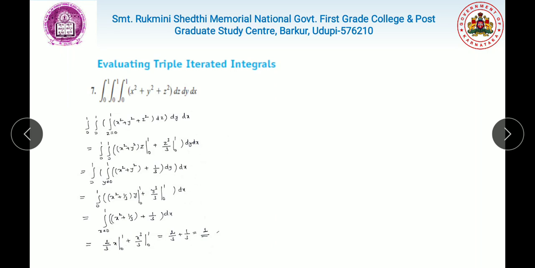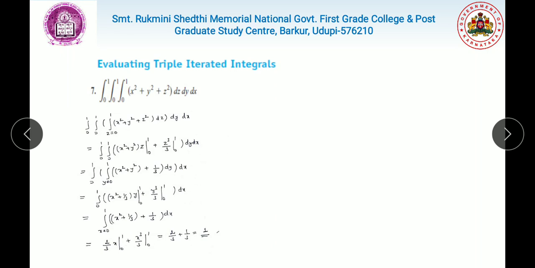When you integrate with respect to z, the innermost integral, x square plus y square is a constant with respect to z. So its integral becomes x square plus y square into z. Put the limit for z, z varies from 0 to 1, plus the integral of z square becomes z cube by 3, then put the limit for z. So on simplification, it becomes x square plus y square plus 1 by 3.